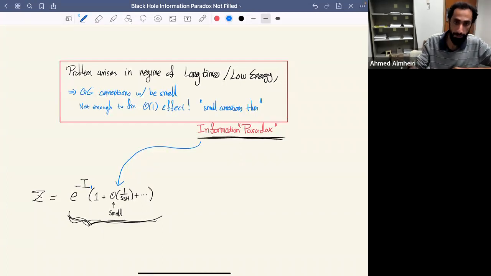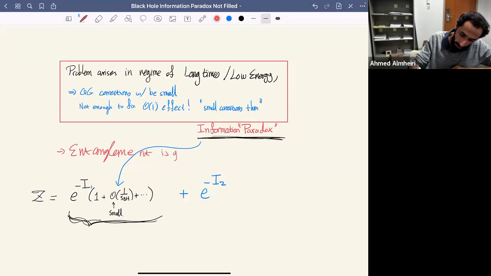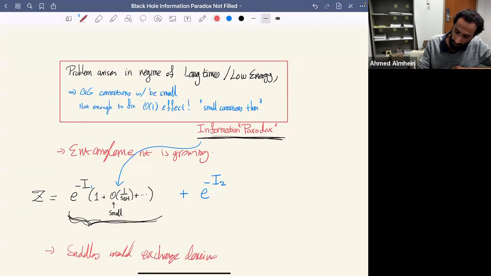And so the only thing that can fix things is that maybe there are other saddles that can somehow compete with the first saddle. Even though quantum gravity effects are small, there is something that's growing. Entanglement is growing. So perhaps due to this growth of entanglement, one would get an exchange in saddles, or maybe I should say differently, that the saddles would exchange dominance. So we would get a phase transition. I guess in this case, it's a first order phase transition.